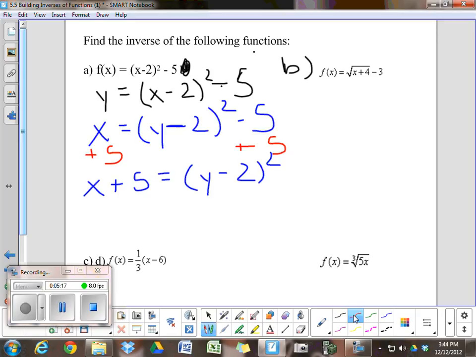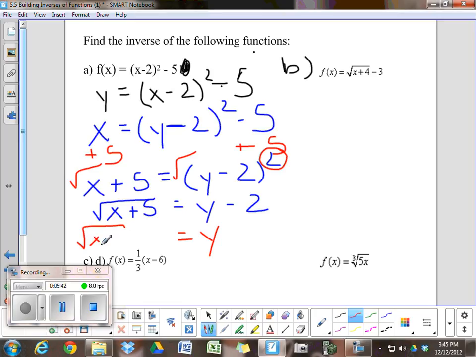Next, we're going to do the opposite of squaring, and that is to square root both sides. So the left side will be the square root of x plus 5, the whole thing, equaling the square root of the right side, which cancels the square, and you're left with just y minus 2. Finally, to get y by itself, you're going to add 2 to both sides, and you get y equals the square root of x plus 5.